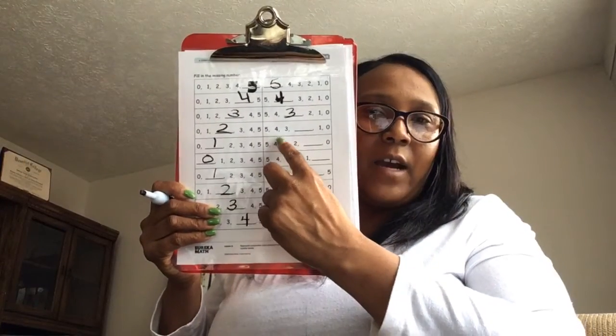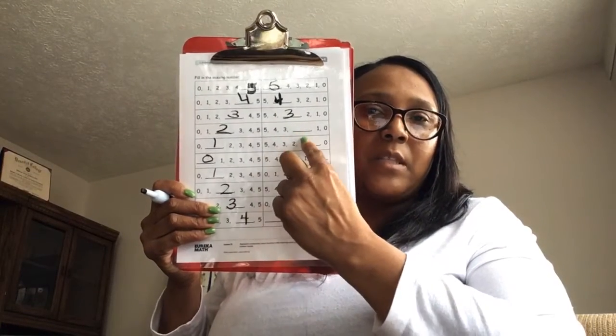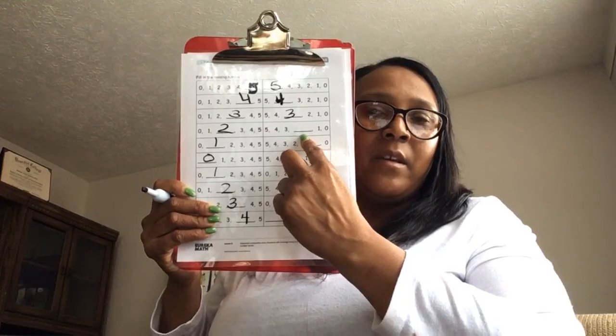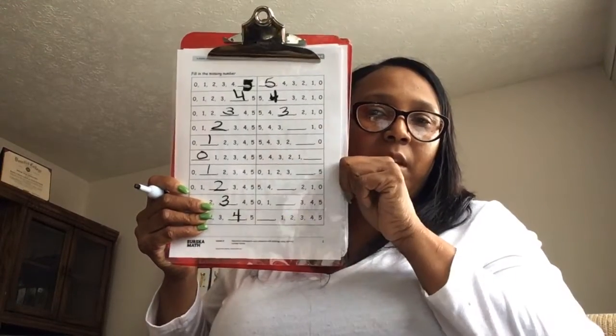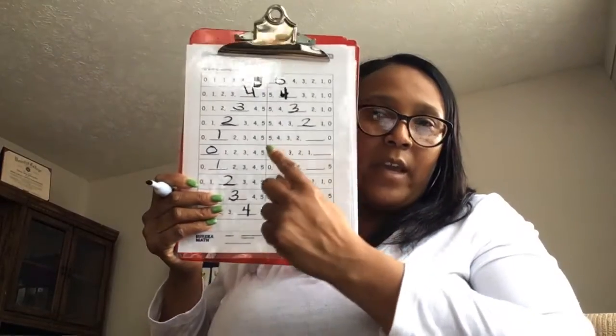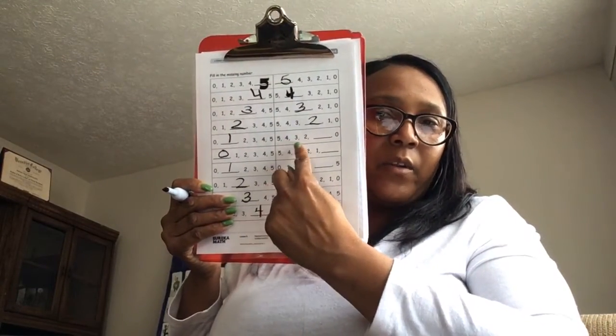We have 5, 4, 3. What's the missing number? We're counting down. The number between 3 and 1 will be, great, 2. Good job. We have 5, 4, 3, 2.